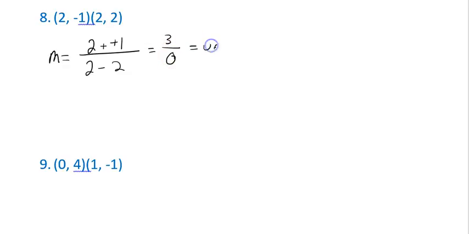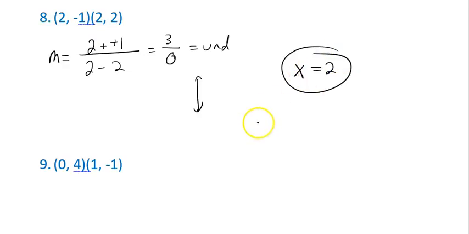0 on the bottom means that the slope is undefined. Undefined slope means it's a vertical line, and if you look, both points have the same x value. My equation is just x equals 2. I don't have to go through all those other steps. I just jump to the fact that it's a special case and I know what the equation is.